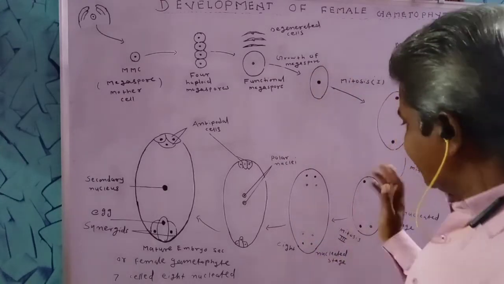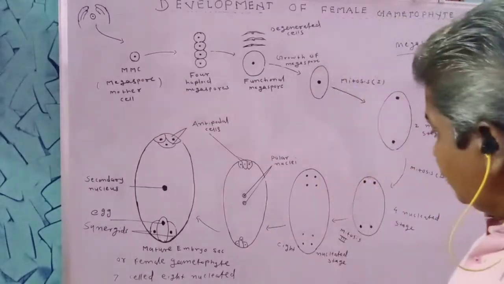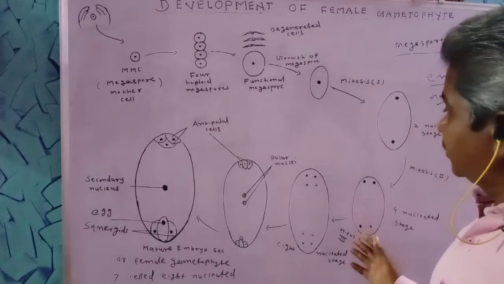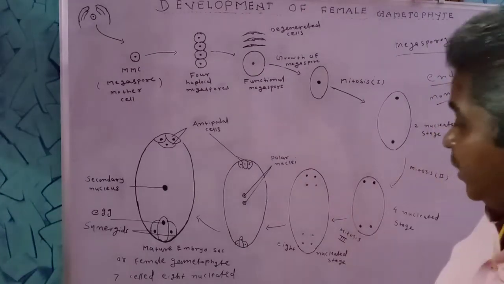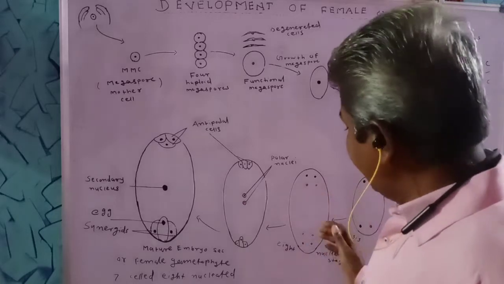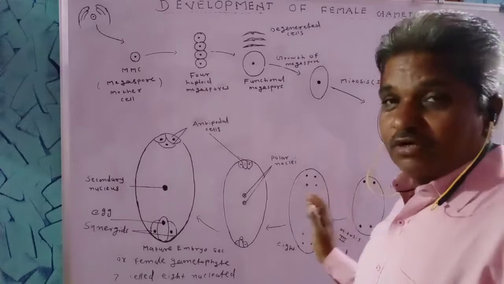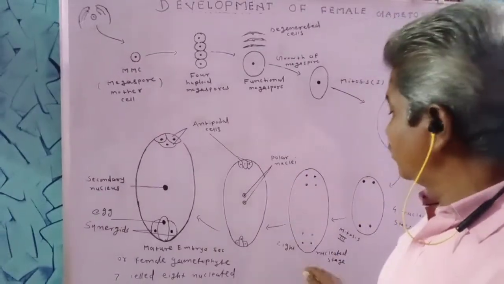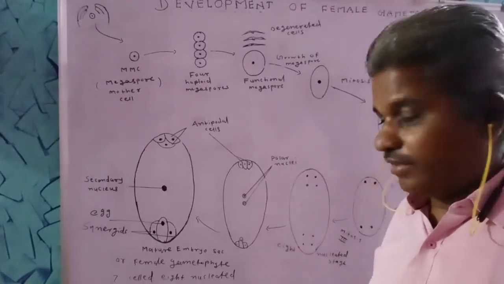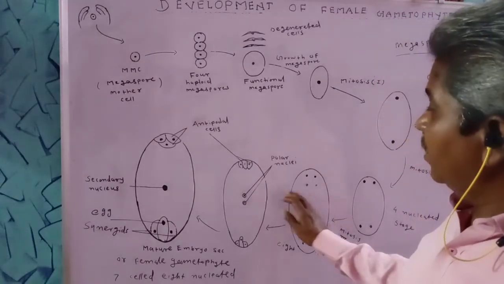The 8 nucleated stage appears at the end of the third mitosis, and these 8 nuclei are organized in such a manner that 4 are towards the chalazial end and 4 nuclei lie towards the micropylar end. Now, this 8 nucleated stage, later on what happens?